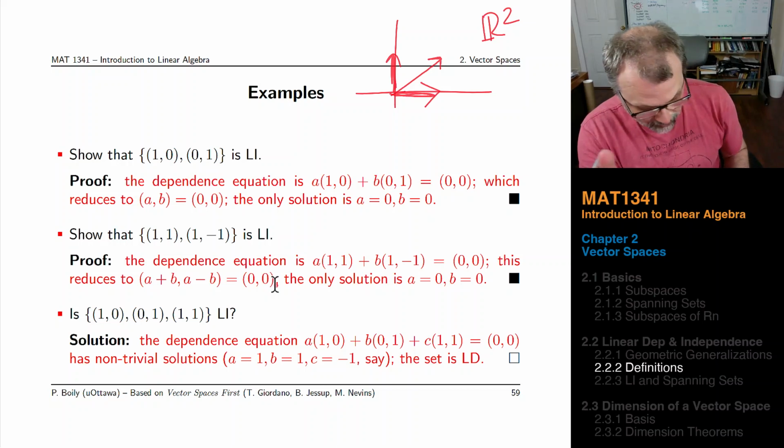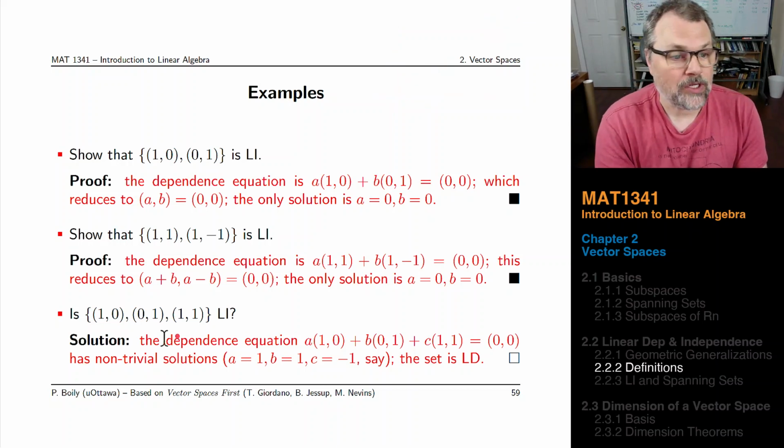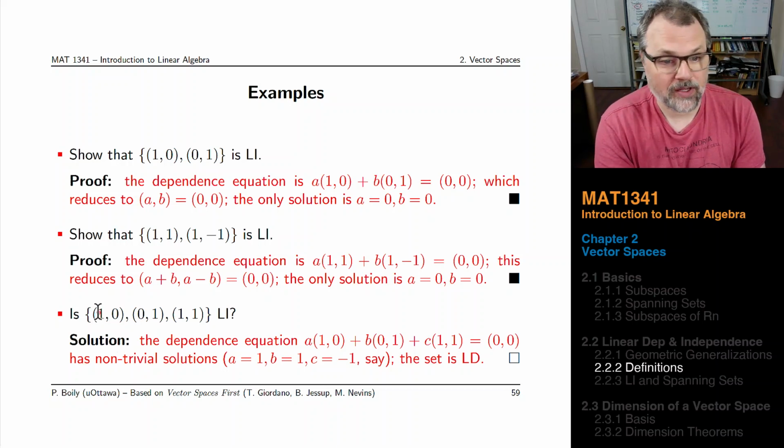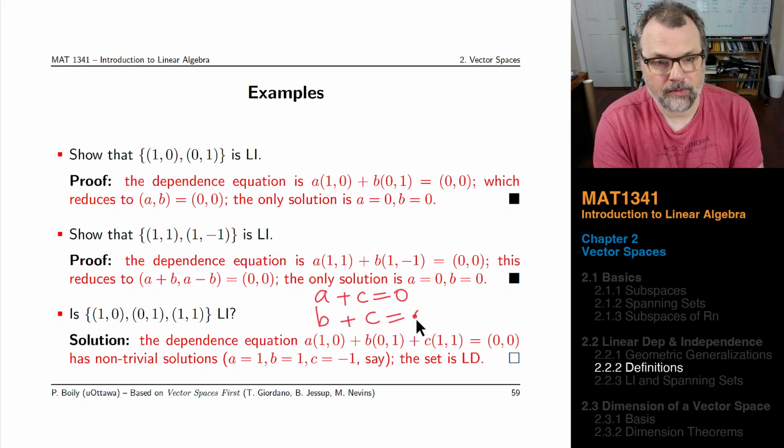But let's see what the formal definition tells us. The dependence equation would be a times the first vector plus b times the second vector plus c times the third vector should be giving us the 0 vector. We have two equations here. We have in the first part a plus c is equal to 0 and b plus c is equal to 0.